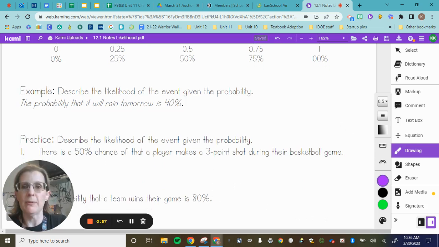So here's our first example. It says, describe the likelihood of an event given the probability that it will rain tomorrow is 40%. So 40%, that's less than 50. So I know that that one is unlikely.